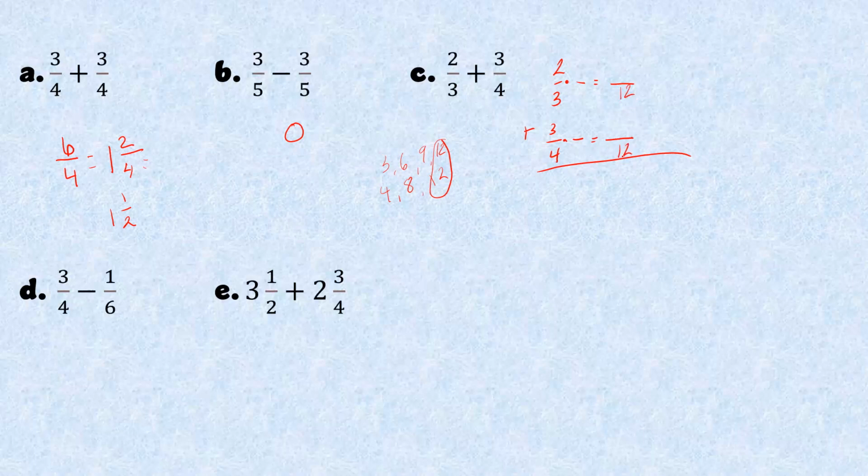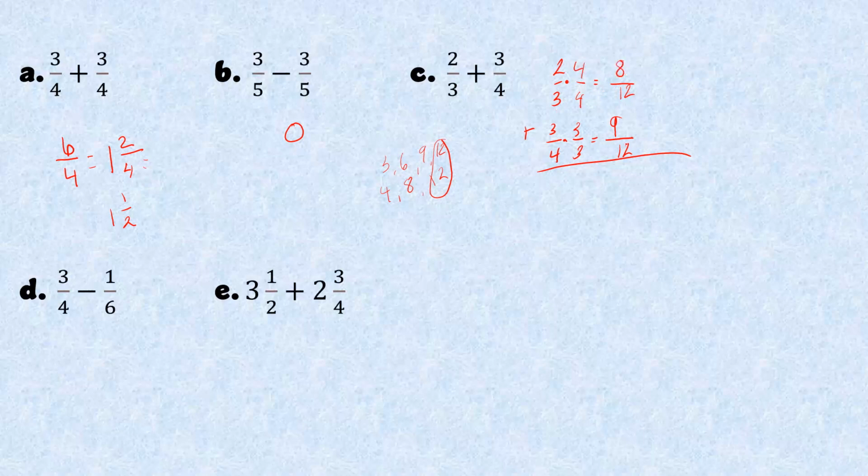4 times what number gives us 12? 4 times 3, right? So we're going to multiply top and bottom times 3. 4 times 3 is 12. 3 times 3 is 9. 3 times what is 12? 4. So top and bottom, 3 times 4 is 12. 2 times 4 is 8.